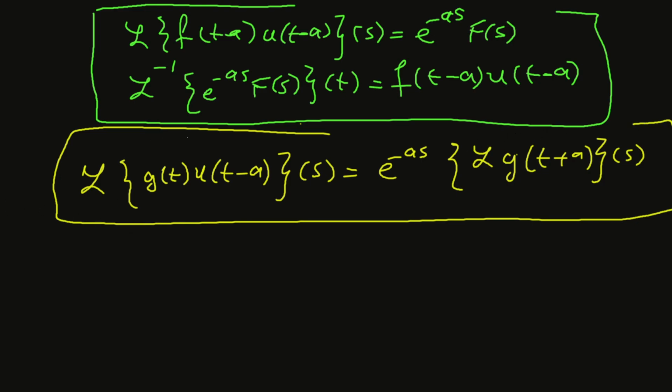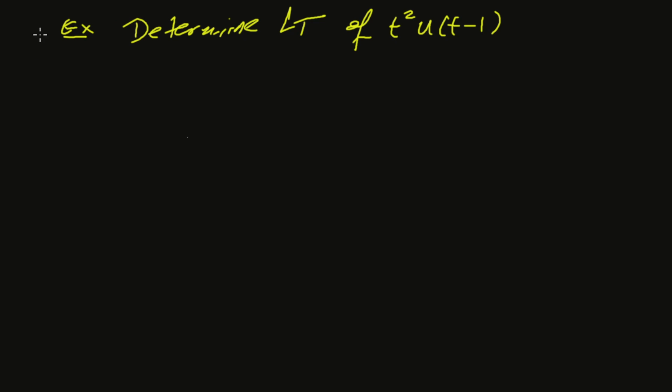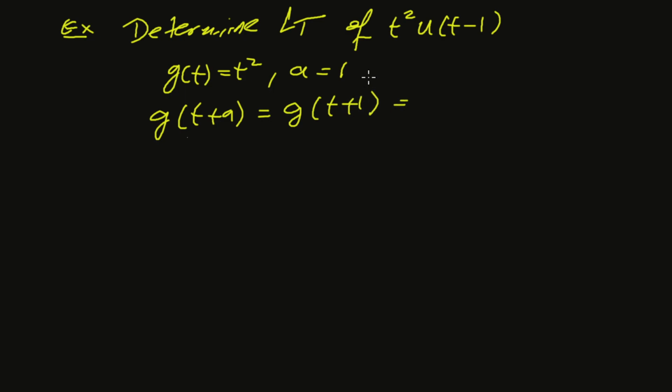And let's do an example for this one because it looks a little bit different. Let's say you have, let's determine the Laplace transform of t squared times u of t minus 1. So g of t here is t squared and a is 1. So g of t plus a will be g of t plus 1, which is going to be t squared plus 2t plus 1.